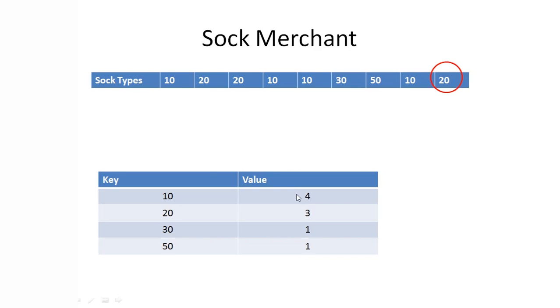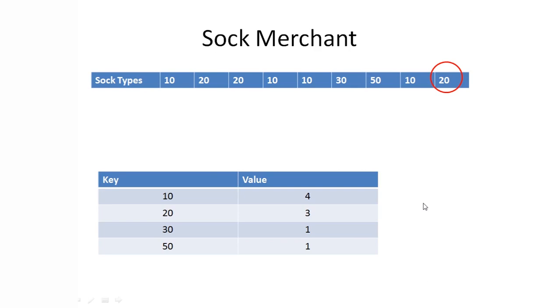Remember, we will not be storing anything other than whatever is occurring out here. Like we will not have anything from 1 to 9 or 11 to 19, 21 to 29, 31 to 49 or 51 to 100. We'll not have any such entries here. It'll only have 4 entries, okay, for this particular sample input. Clear?